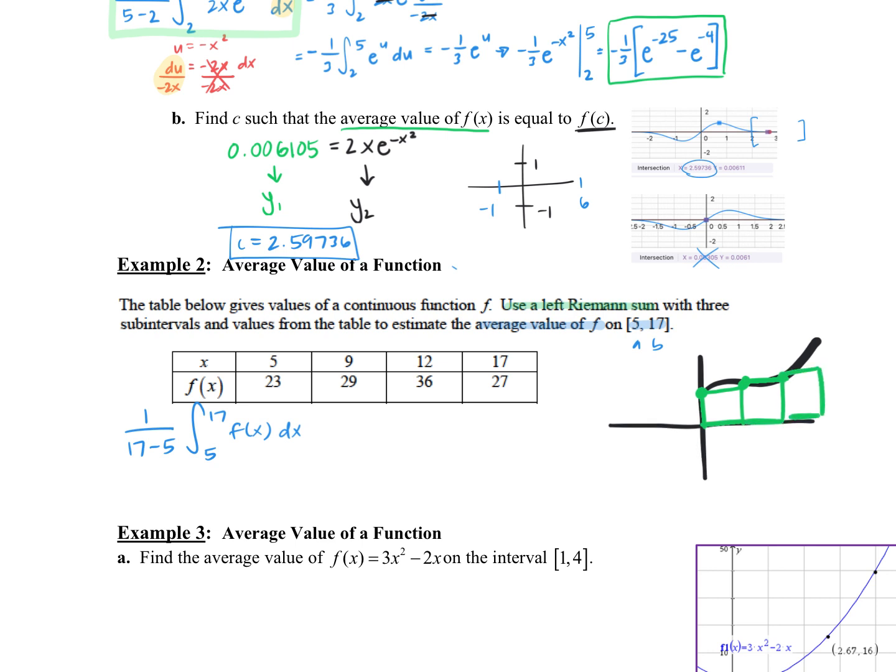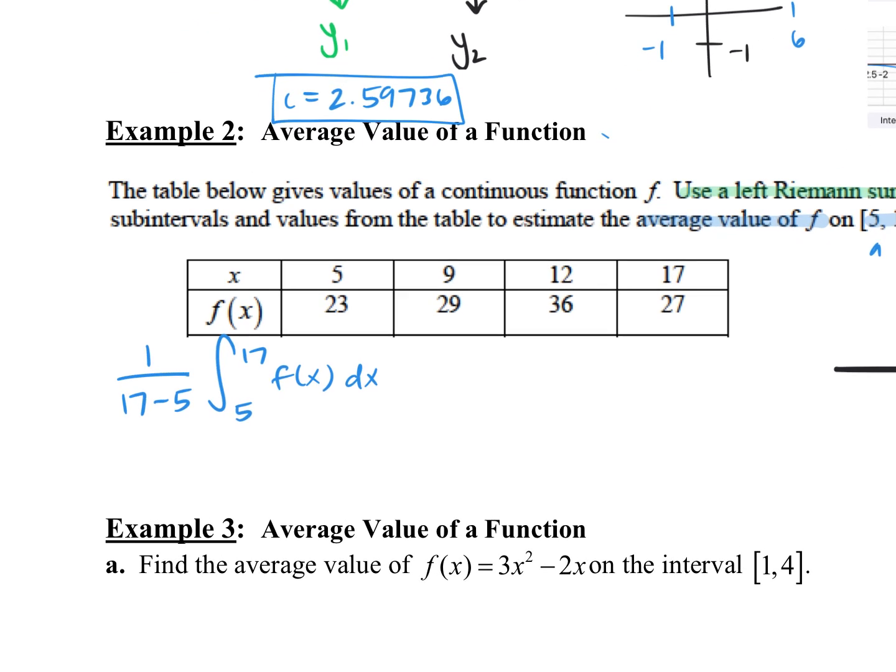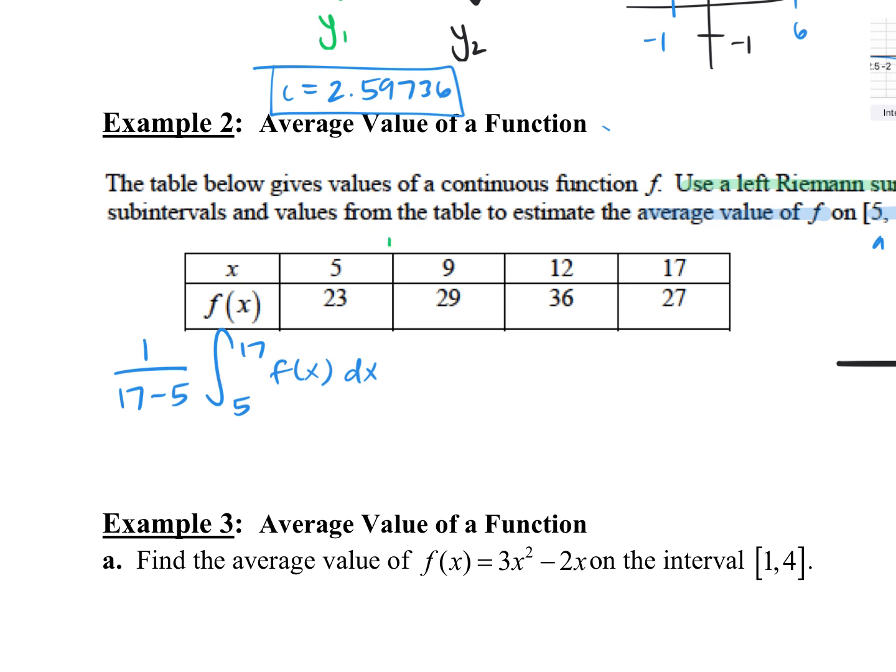Okay? So if I'm looking at this table of values, my first order of business is to figure out the distance between all of my x values. So the distance between here is 4, between here is 3, that was a terrible 3, and then this would be 5. And then if we're doing it with the left, we're looking at the height on the left hand side, so that's the 23, the 29, and the 36. So we're going to multiply these numbers together, and then what do I do with that? Add them all together.